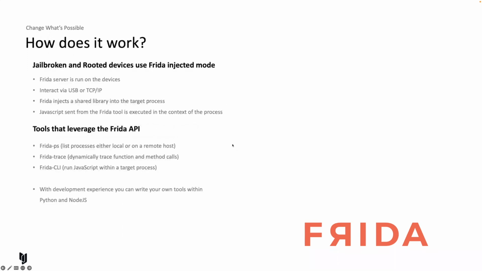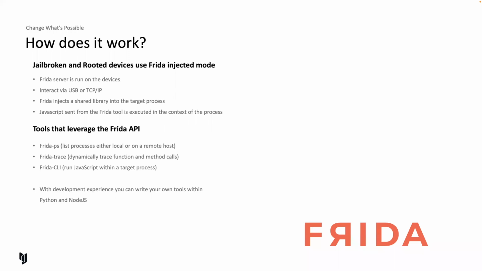So how does it work? Well, on jailbroken or rooted devices, they use Frida injected mode, in which the Frida server is run on the device. You can interact via USB or the TCP/IP stack. Frida injects a shared library into the target process, and then JavaScript is sent from the Frida tool and executed in the context of the process. There's a handful of tools beyond this that leverage the Frida API.